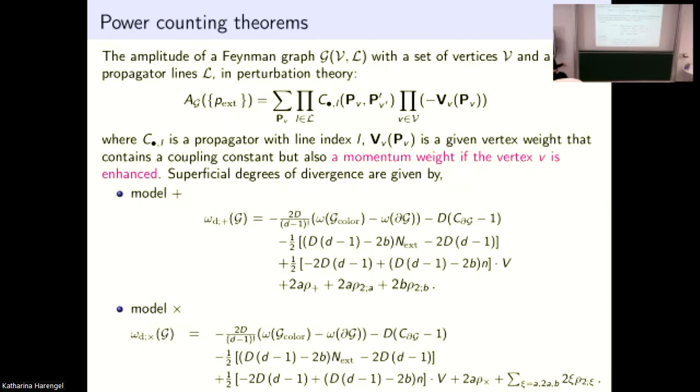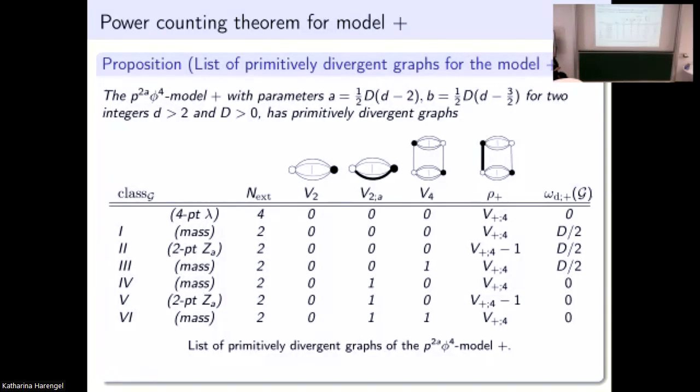So the amplitudes of these graphs are the same as in standard QFT, given by the product of propagators, which is denoted by C, and then the products of the vertex weights, which contain the coupling constants. And if it's enhanced, then it comes with more momenta weight. You can achieve these omegas, the superficial degrees of divergence, and you can see how they look. I won't explain too much about what they mean.